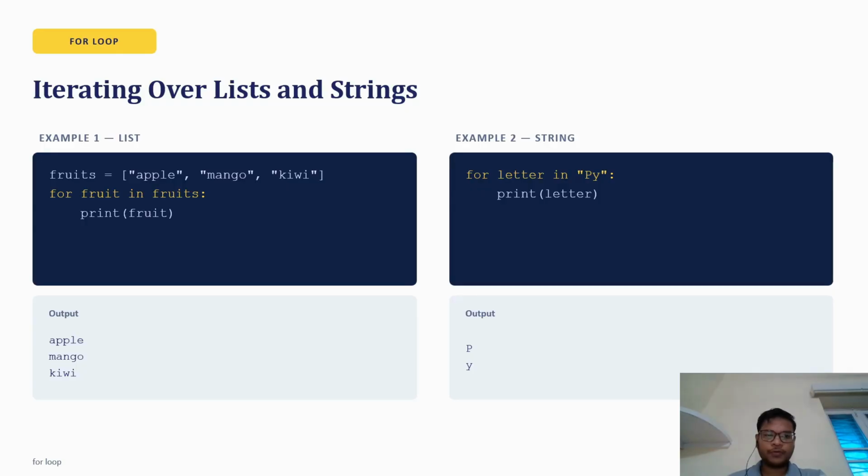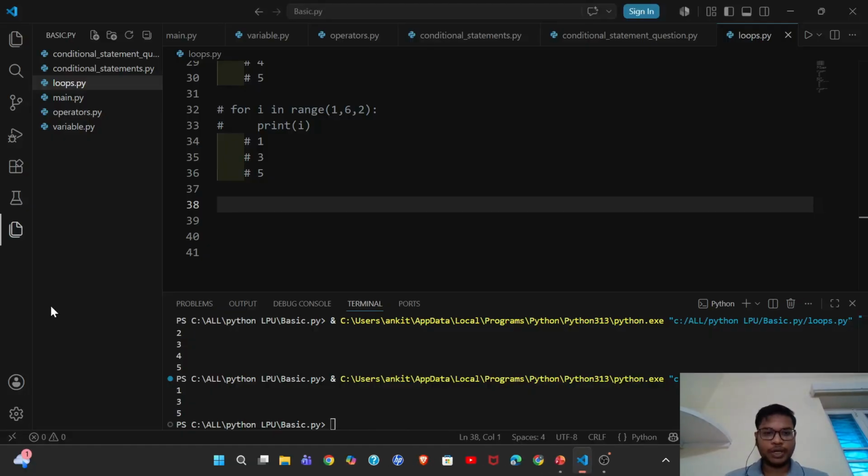So if we want to find the fruits, we can also do this with the help of conditional statements, and that is right. But if we have to do it in a better way, we have to use a loop. So here we have to use a for loop. Just see: for fruit in fruits, print fruit, and here's the output. Let's do this practically.